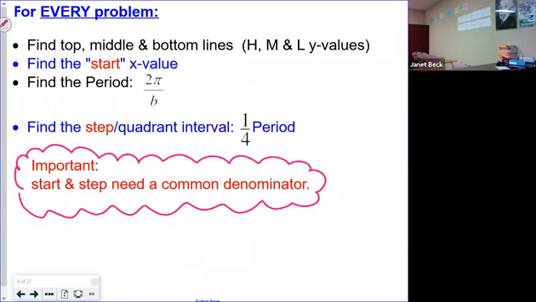Write that. The start and the step need the same denominator. Or if you don't do that, when you're trying to graph it and work out all the values on your x-axis, you're going to find it really, really difficult. Okay? You're giving yourself a headache if you don't do that.